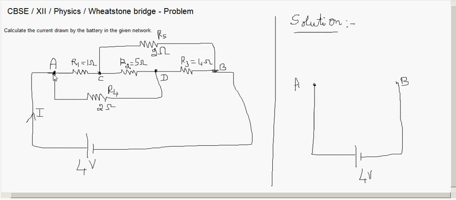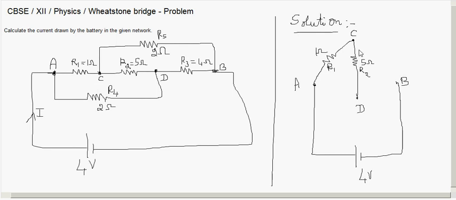Between A and C, a 1 ohm resistor is connected. Let me mark C as a point, and I am connecting 1 ohm. And between C and D, 5 ohm is connected. D is the terminal which is not connected to the battery. So let me mark D somewhere here. Between C and D, I have 5 ohm. This is R1 and this is R2.